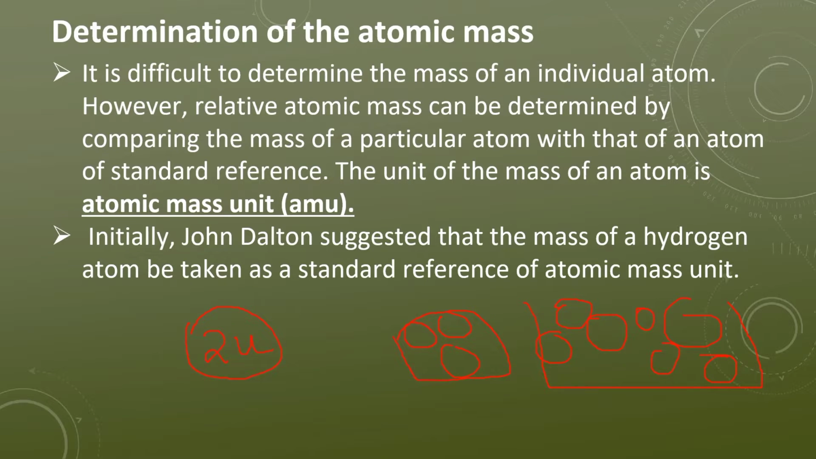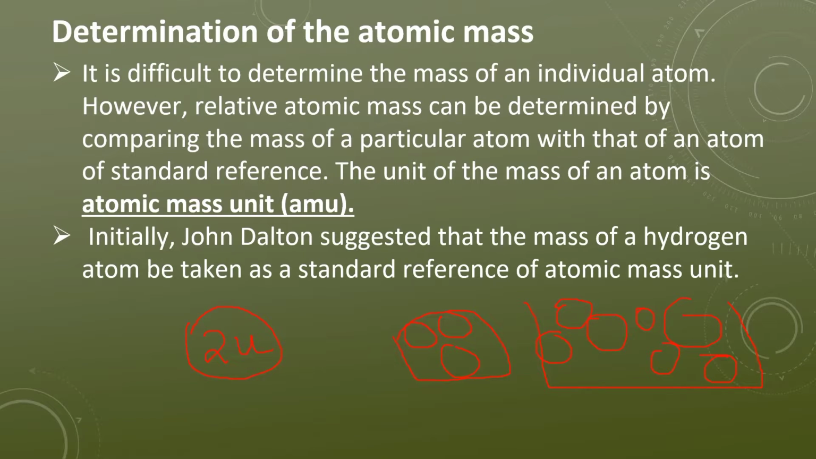We give the unit of relative atomic mass as the atomic mass unit. At the very beginning, John Dalton, whom we have already discussed, suggested that hydrogen be taken as the standard reference to calculate any atomic mass. At the very beginning, the hydrogen atom was taken.